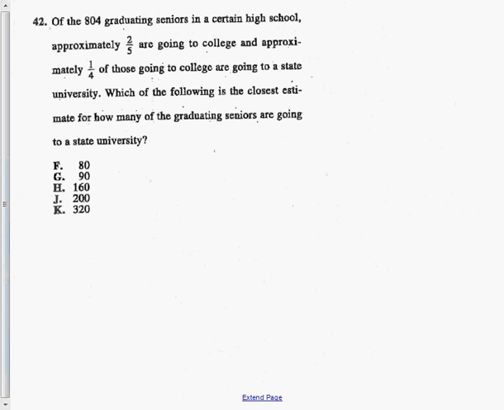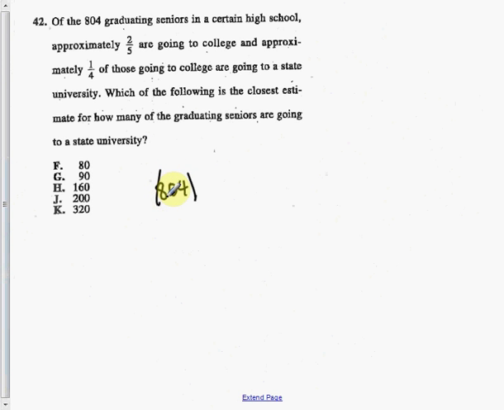All right, let's look at the next one. Of the 804 graduating seniors in a central high school, approximately 2/5 are going to college, and approximately 1/4 of those going to college are going to a state university. When you're looking for a percentage of something or an amount of something else, that's the multiplication rule. So I multiply 2/5 times 804, and that tells me how many people are going to college. Then of that number, if I multiply that result times 1/4, that tells me who are going to a state university.